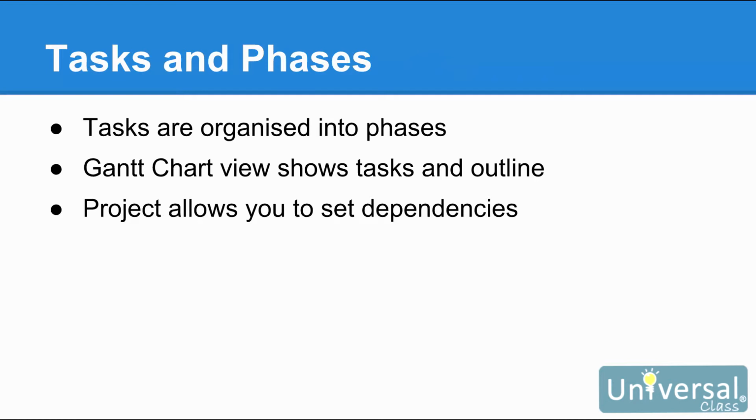In Project 2016, tasks are organised into phases or stages. In the Gantt chart view of Project 2016, you will be able to see your tasks as well as an outline of the time it will take to complete those. Since timing is always going to be important in your project, Project 2016 allows you to set up and view the timing relationships between tasks. You can also set dependencies. A dependency will show that one task, Task A for example, must be completed before another task, such as Task C, can begin. We'll learn all about this later in the course.